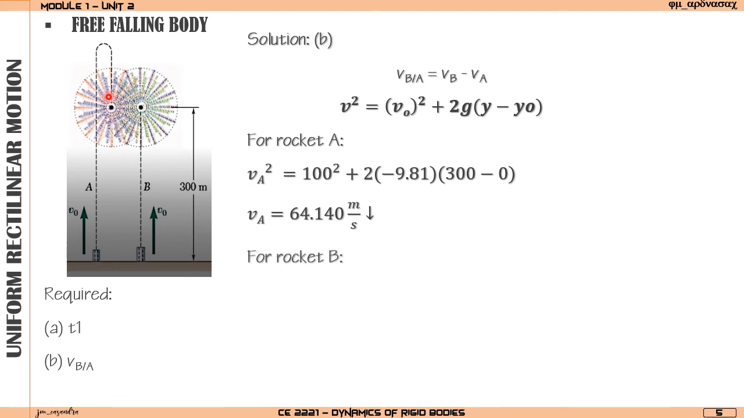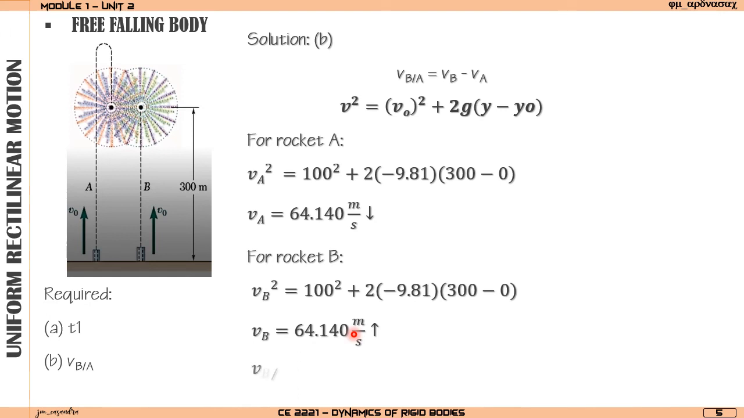And for rocket B, just substitute our initial speed for rocket B and its change in position. So VB squared is equal to 100 squared plus 2 times negative 9.81 times 300, giving us a value of 64.140 meters per second. And its direction is upwards. Okay, so downwards is negative, upwards is positive. So we'll just apply the sign conventions in our computation.